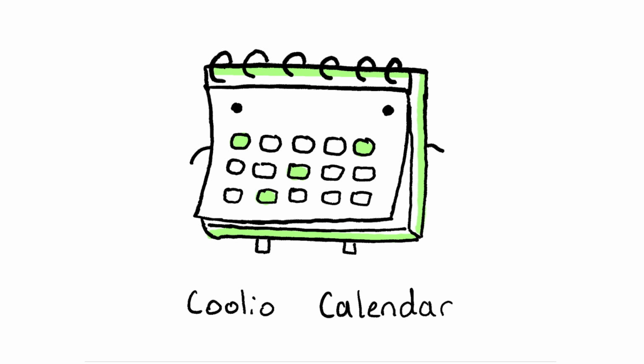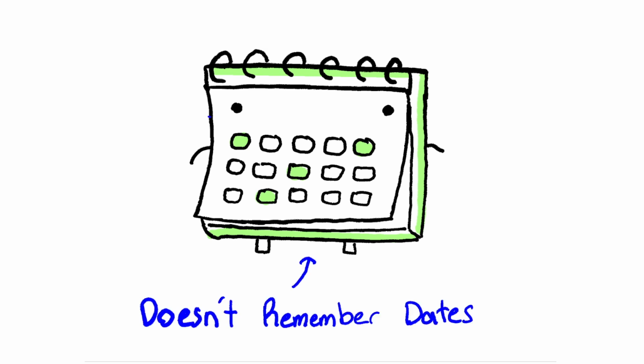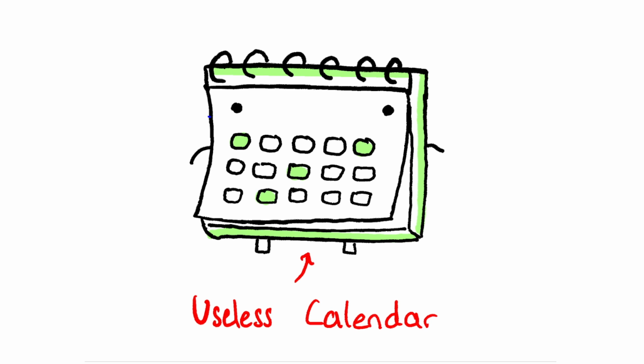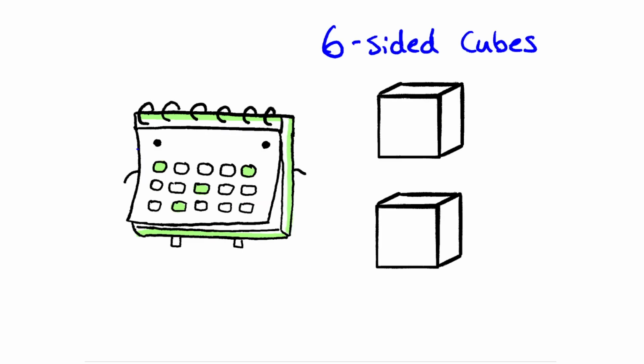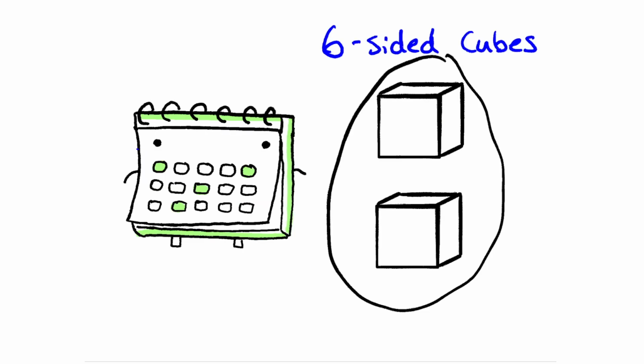This is Coolio Calendar, and he doesn't remember dates, so he's kind of a useless calendar. But to help him out, he bought two 6-sided cubes, and he's going to use these cubes to help him keep track of the date.